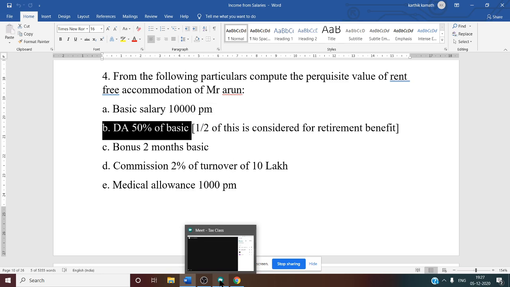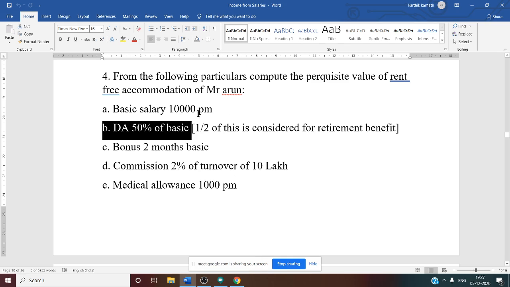Basic salary is 10,000, sir. For 1 year, total salary. Per month 12,000, sir? How 12,000? Sorry, 1 lakh 20,000. 1,20,000 is our total salary for 1 year. So DA of 50% of the basic means 1,20,000 into 50%. What is the amount? 60,000. Half of the 1,20,000.